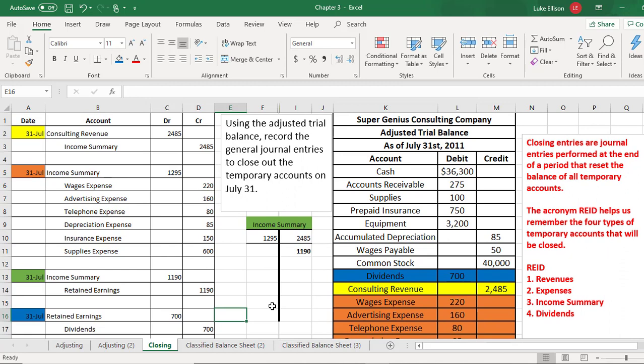So the good thing about closing entries is they're the same process every time. So as long as you remember READ, you're going to be in good shape.